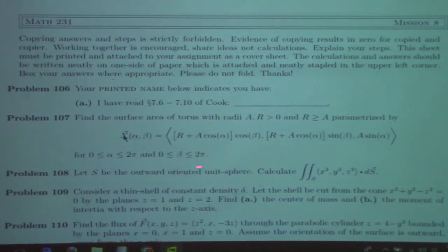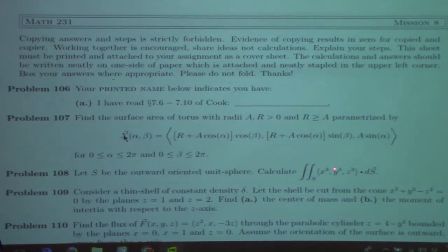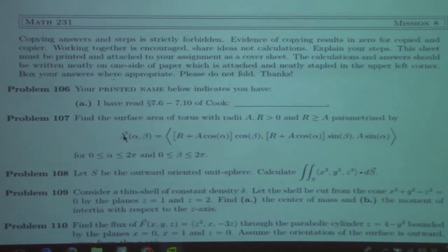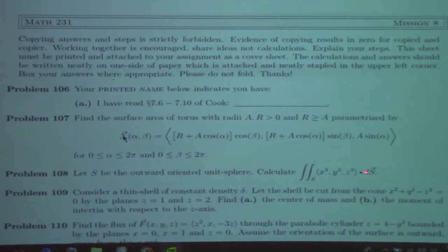How about this one? How should you do this one right here? I think we're talking about the outward-oriented unit sphere. Well, we know what dS is for that, right? It's r squared sine phi rho hat. So let me suggest that you use that and convert this to sphericals, I suppose. Well, maybe not. Anyway, can anybody think of a lazier way to do this problem?